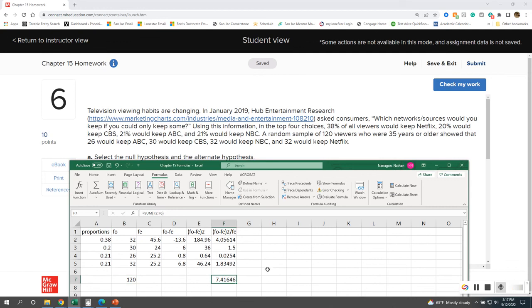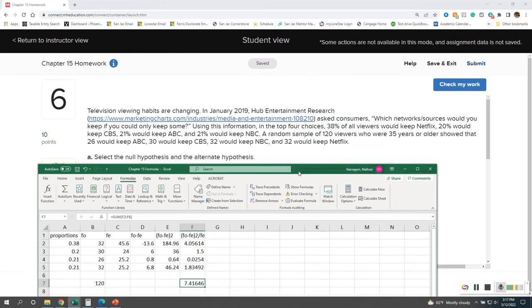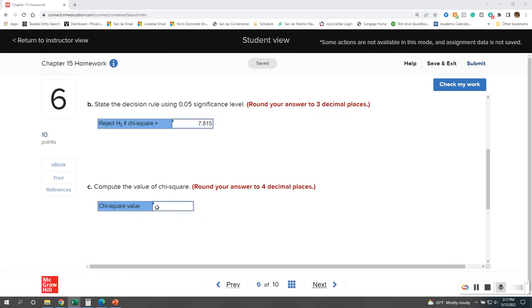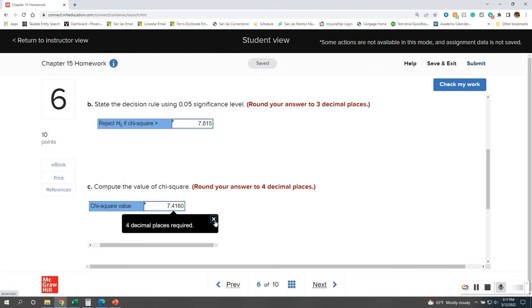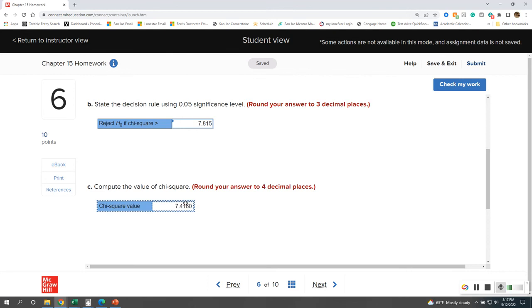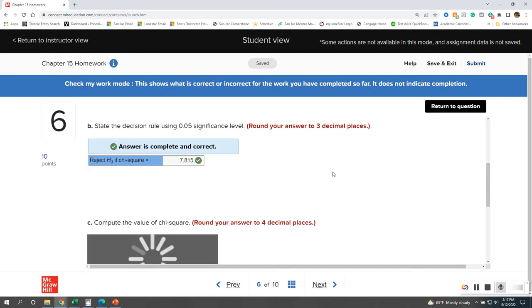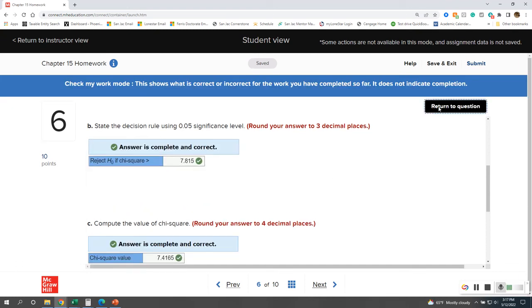So our chi, after everything calculates out, ends up being 7.416. Oh, and what's 4 decimals? So 7.4165. Okay, check. And we are correct.